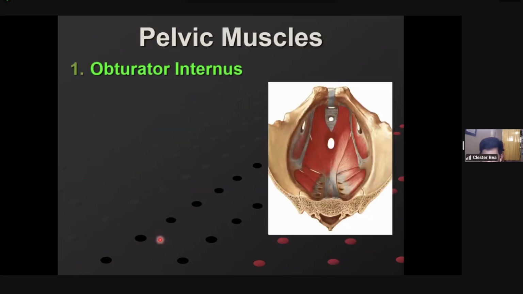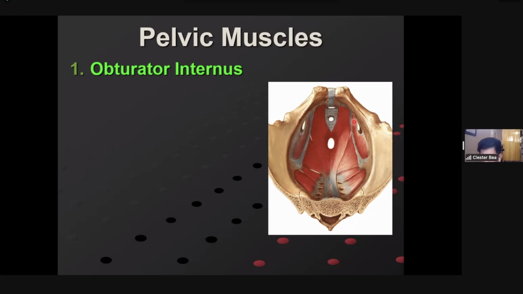Now let's go to the muscles that form the wall of the pelvic cavity. Let's describe the muscles as being located either on the lateral side of the pelvic cavity, the posterior side, the anterior side, or on the floor. So we will discuss the muscles of the pelvic cavity in that manner.